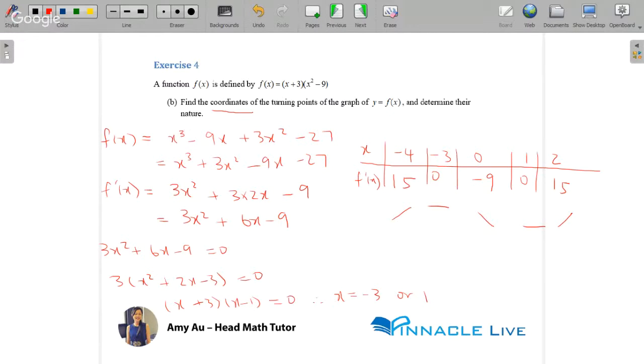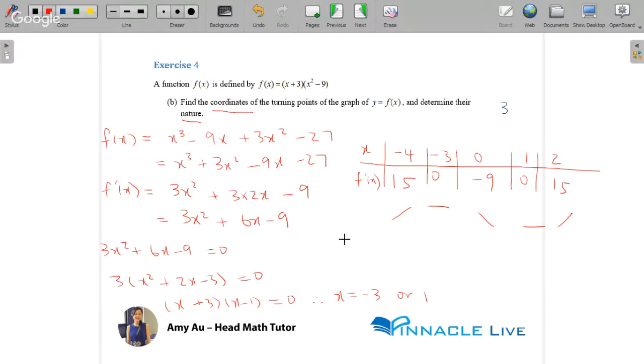And determine the nature, meaning is it a maximum turning point? Is it a minimum turning point? Is it a stationary inflection? You need to answer all of that. A typical question like this is probably worth about 3 marks in the 2-unit exam. So make sure you're giving 3 marks worth of working, okay?